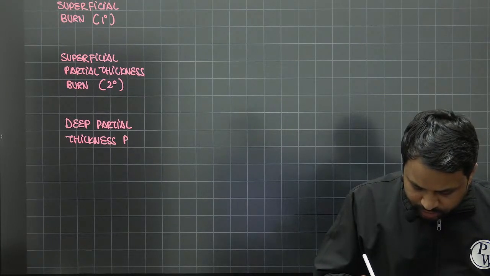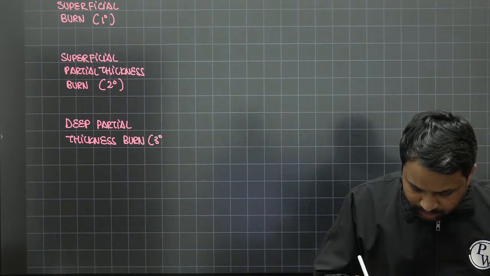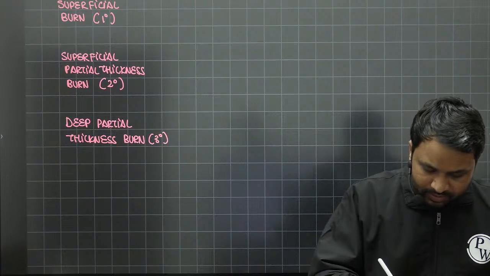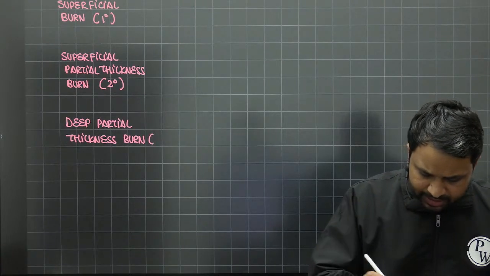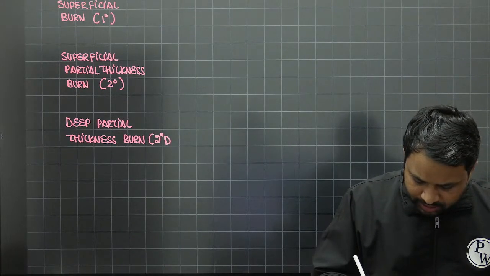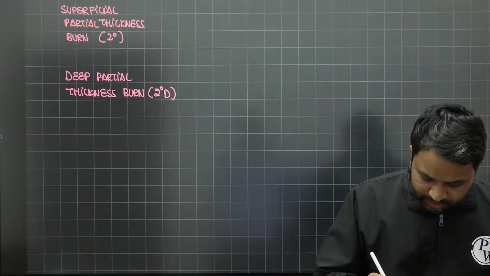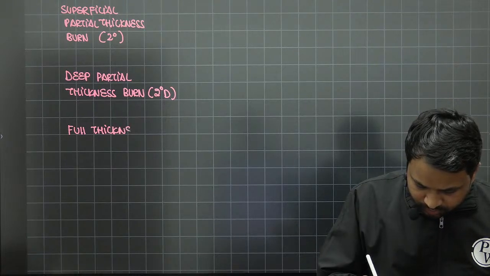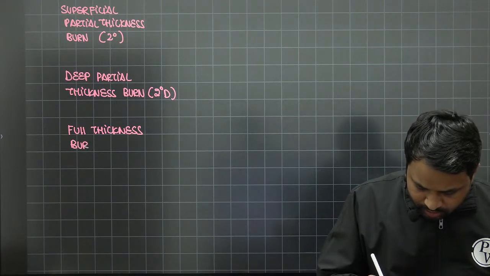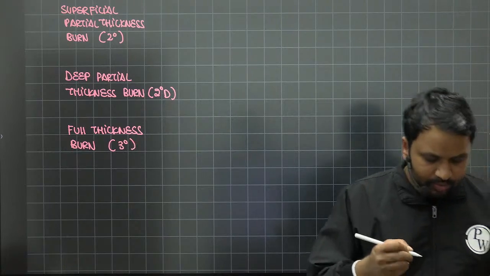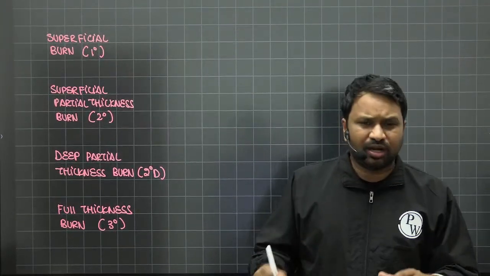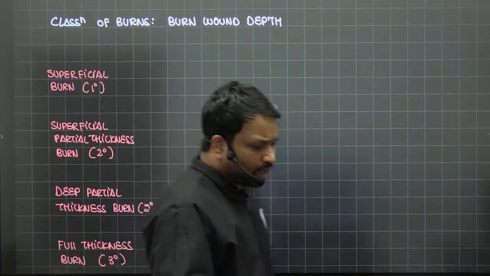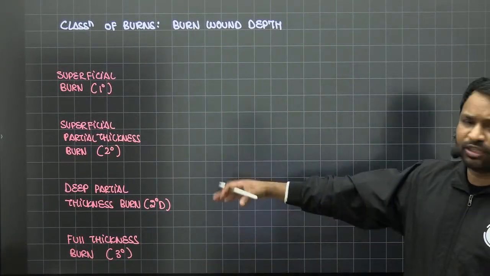The deep partial thickness burn, which is also called second degree deep. Then you have the full thickness burn, which is what we call a third degree burn. There was another one called a fourth degree burn, where there's involvement of underlying structures or tissue. But now the latest classification has merged the third and the fourth degree burn here only.